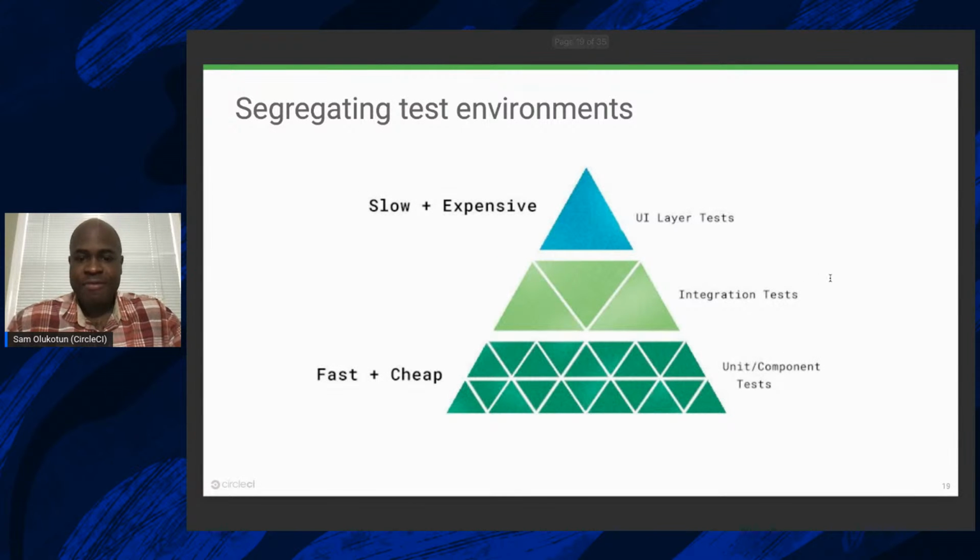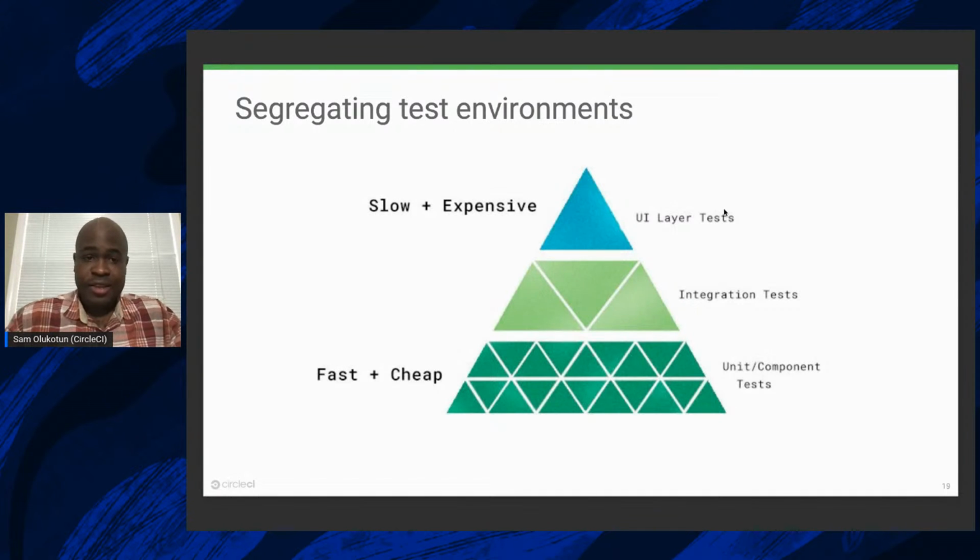Take, for instance, this graphic of segregating a test environment for a front-end application. What you can do is run unit or component tests, which are typically faster and cheaper and take fewer resources, and you can run these on every commit. Your integration tests will take a little bit more resource. Those you can run, say, when you're ready to submit a pull request. And your UI layer tests, which tend to be slower, more expensive, and more resource intensive, those you can run when you're merging into a master branch or getting ready for deployment, for instance.